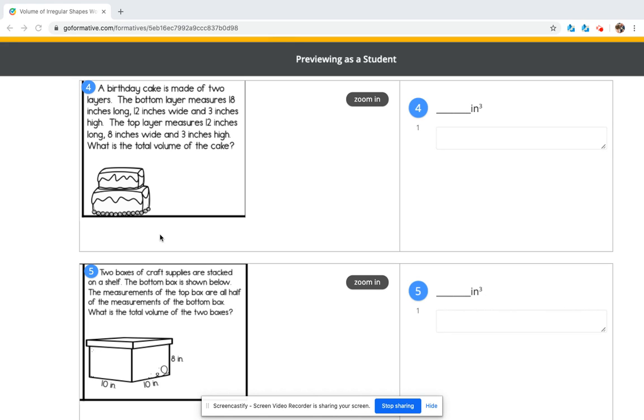And last but not least, number 5, 2 boxes of craft supplies are stacked on a shelf. The bottom box is shown below. The measurements of the top box are all half of the measurements of the bottom box. What is the total volume of the 2 boxes? So you can figure out the volume of this bottom box with the measurements it gives you. And then if it helps you to visualize it, I would redraw another box, and then your length, width, and height are going to be half of what you see here. So half of 10 is 5, half of 10 is 5, and half of 8 is 4. And then it's still asking you to find the total volume of the 2 boxes, so you will add those up together.